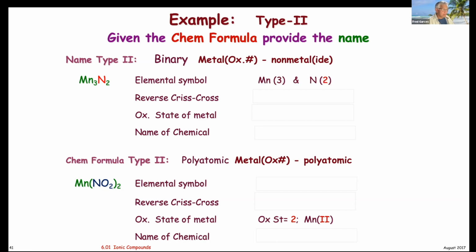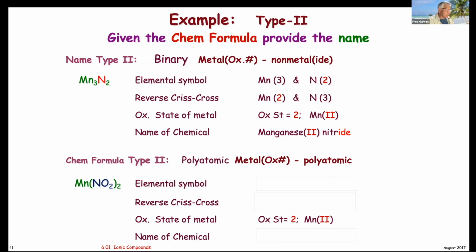Manganese and nitrogen, okay? So the way we would do this is we would say crisscross. We put the 2 on the manganese, the 3 on the nitrogen, crisscross. That means the oxidation state of the manganese, because remember, the way we name this is the metal, the oxidation state, followed by the non-metal. So now we know that the name is going to be manganese(II) nitride. We have to figure out what the charge of the manganese is, and so we do a reverse crisscross.